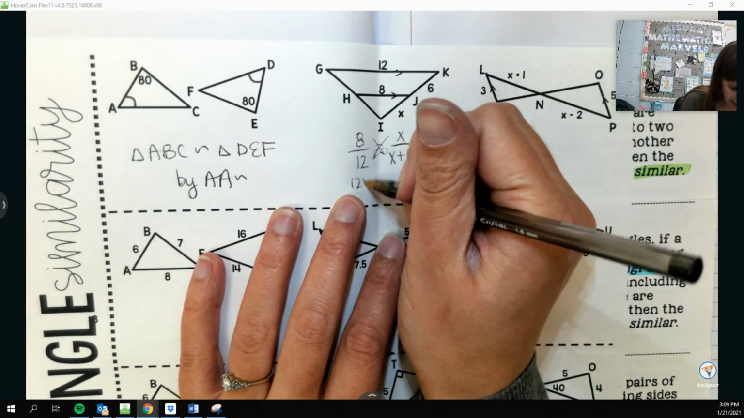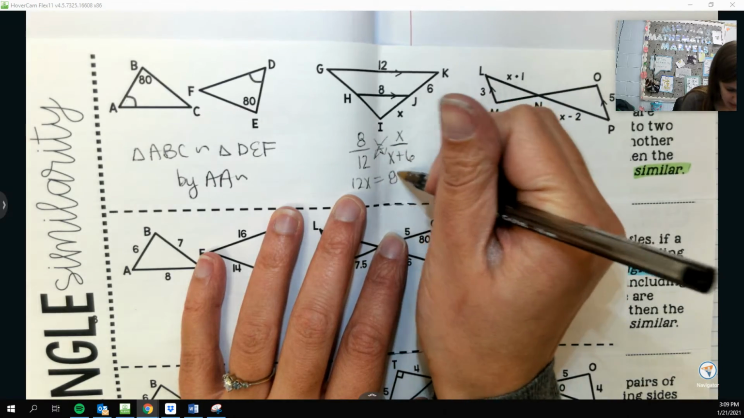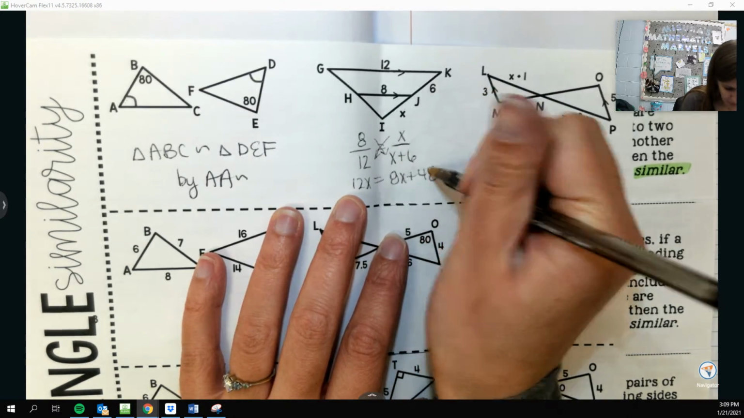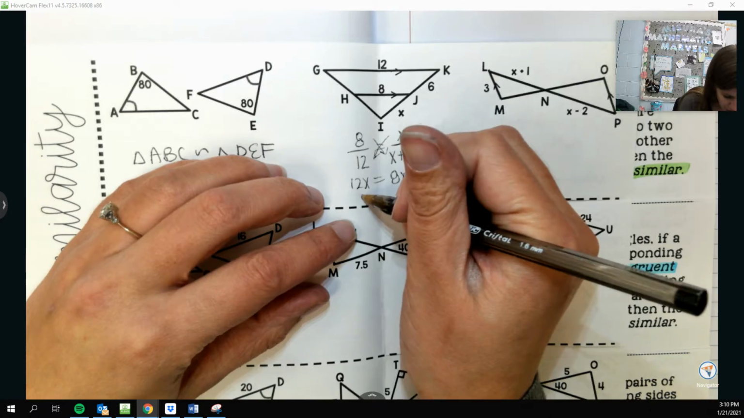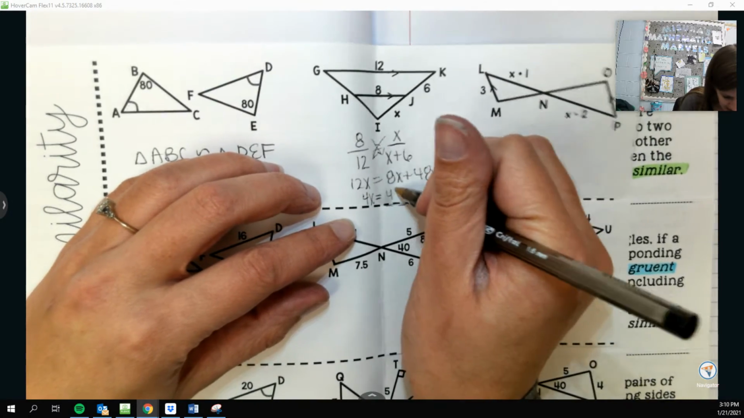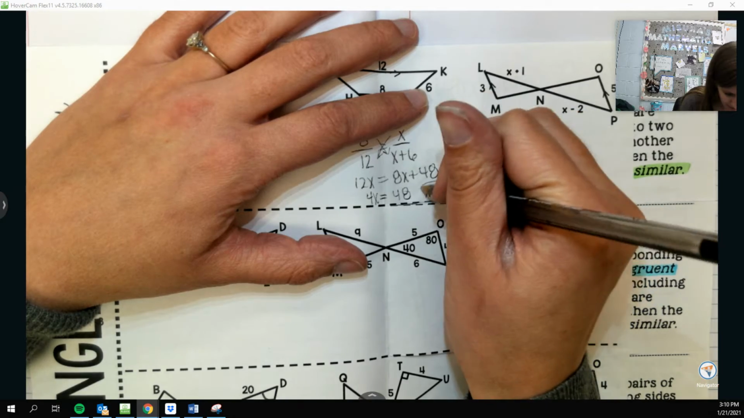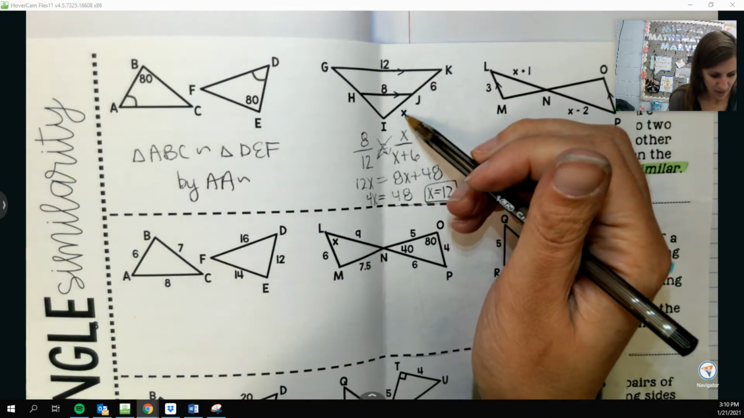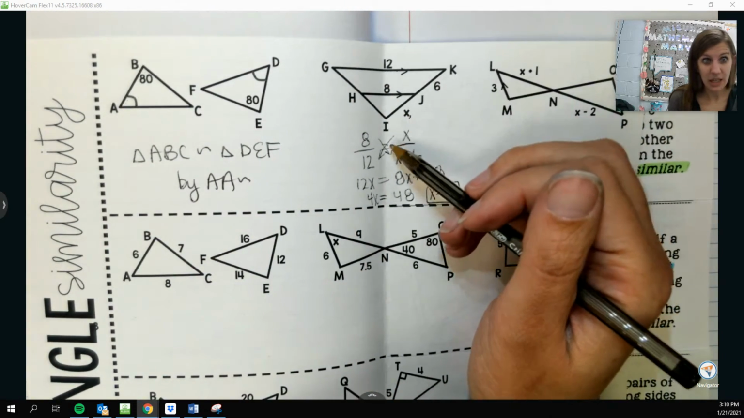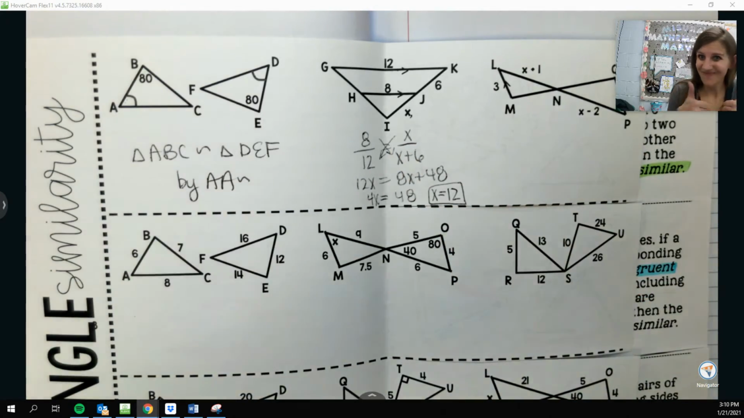So I'd have 12x equals 8x plus 48. Subtract the 8x over, so we'd have 4x equals 48. So x is 12. Oh my God, I love it. That's 12. And then the whole thing's 18, and 12 to 18.